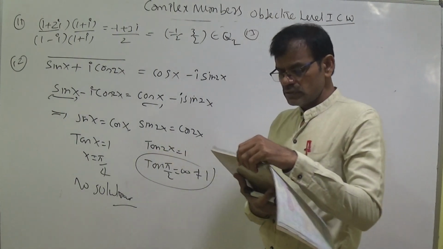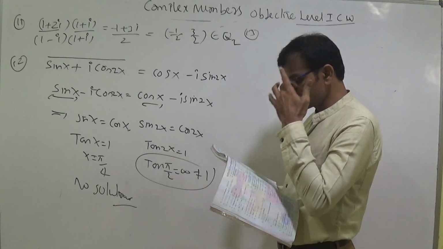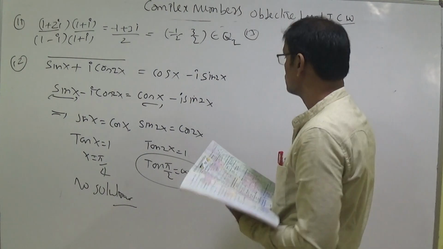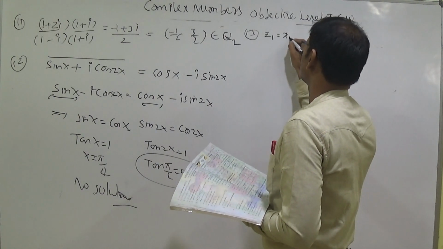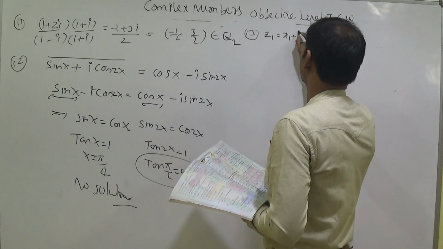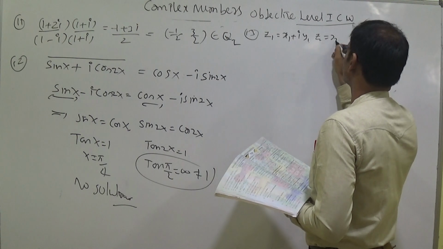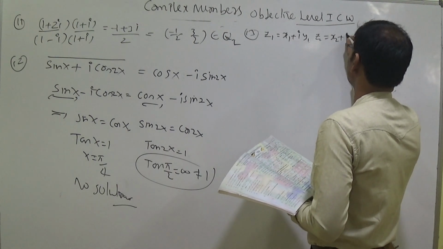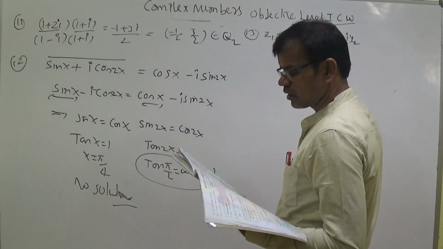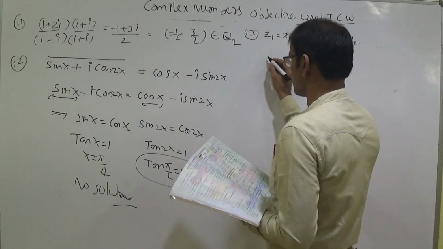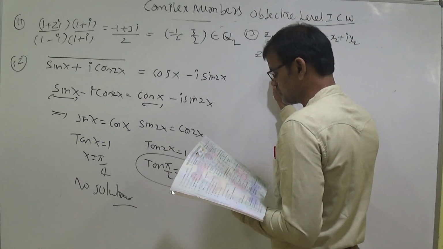13th question. Z1, Z2 are two complex numbers such that Z1 plus Z2 is a complex number and Z1 Z2 is a real number. Let Z1 is equal to x1 plus I y1. Z2 is equal to x2 plus I y2. Z1 and Z2 are two complex numbers. Z1 plus Z2 is a complex number and Z1 Z2 is a real number.